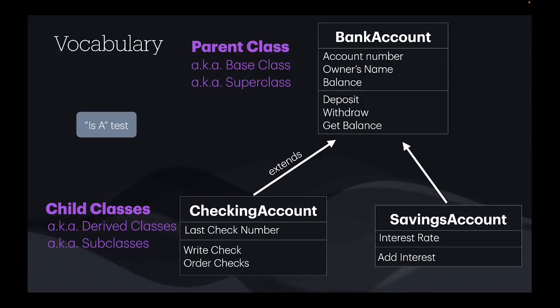A savings account is a type of bank account, so it's going to extend the bank account class just like checking account does. And we can go beyond that. I didn't show it here, but we can have a VIP savings account which maybe has some other features and a higher interest rate or something like that. That could extend savings account, which extends bank account. And so we can have multiple levels of this.